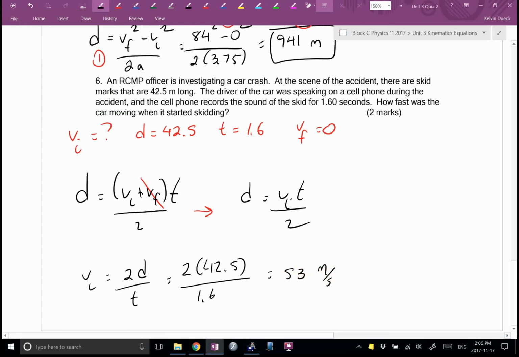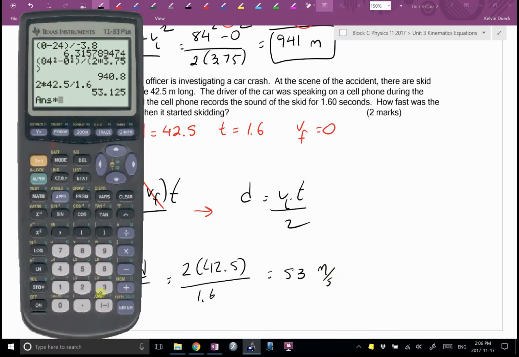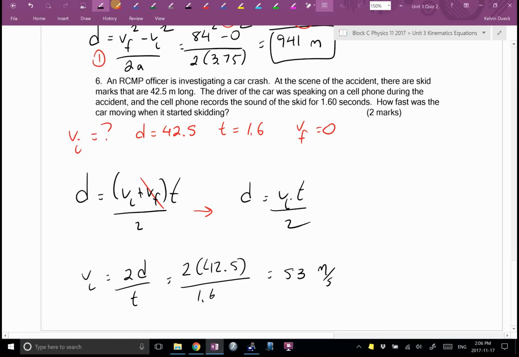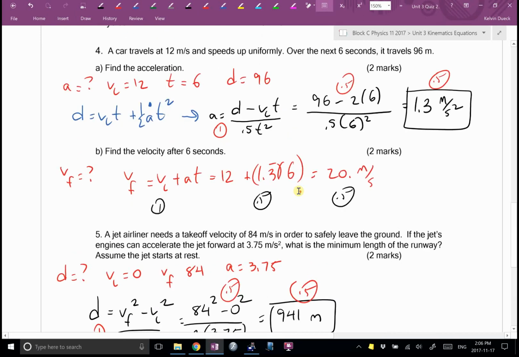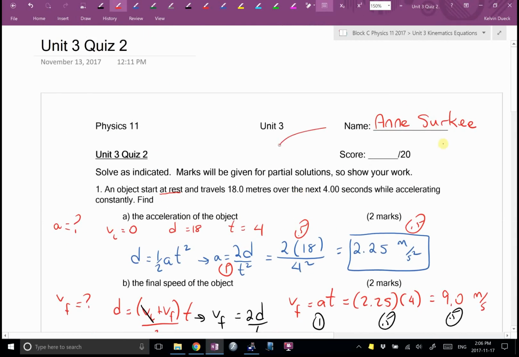meters per second. Is that fast? If I wanted to convert that to kilometers per hour, yeah, this person was doing almost 200 kilometers per hour. They're probably in trouble. I would give you 1 mark for that, half mark for the numbers, half mark for the answers. Can you give yourself a lovely score out of 20, please?